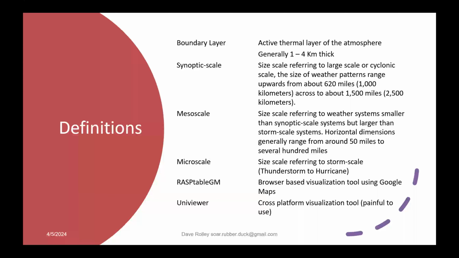Two other definitions, the RASP table GM. This is a browser-based visualization tool using Google Maps. And then the Univiewer, which is a cross-platform visualization tool that is used for earlier versions of some of Dr. Jack's materials. Today you look at it and it's extremely painful to use, but it's still out there.